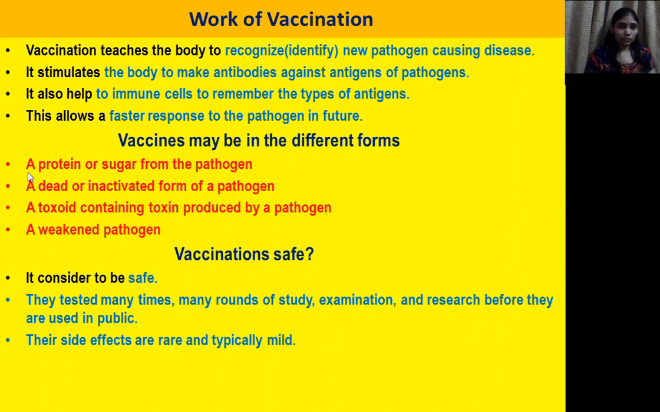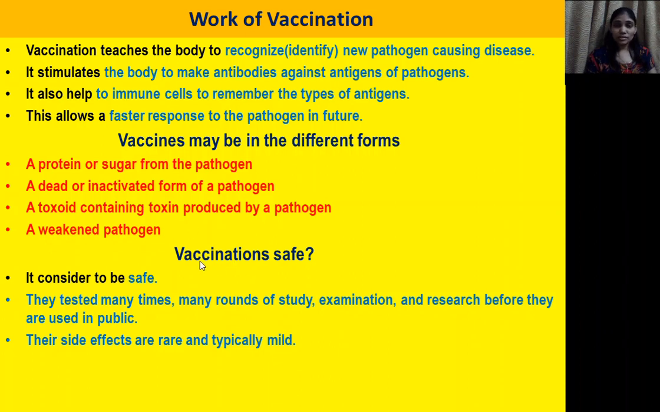Which forms? The vaccine may be a protein or a sugar from that pathogen. It may be the dead or inactivated form of that pathogen, or it may be the toxoid containing toxins produced by that pathogen, or it is a weakened pathogen. So this vaccine contains these different forms of that pathogen and is inserted into the human body to decrease infectious disease.